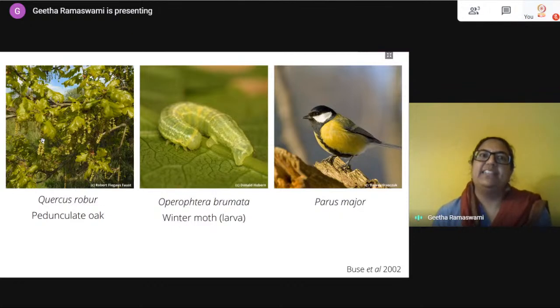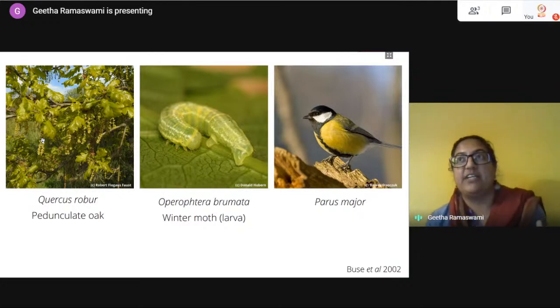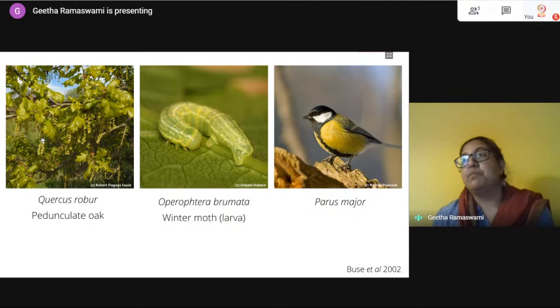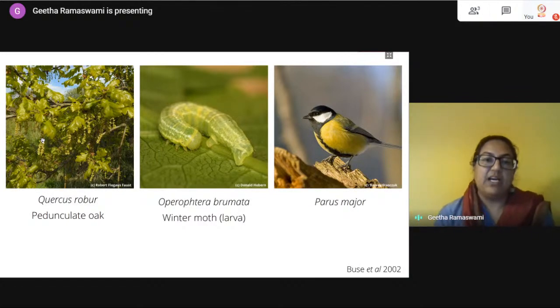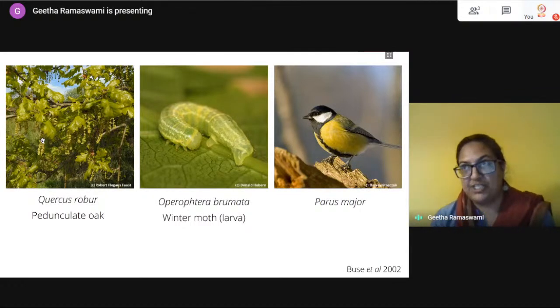Now, what is happening with climate change is that the spring season or the growing season is setting in earlier, much earlier, say 10 to 15 days earlier than it was historically known. So what consequences does it have for this food chain now? We know that as the pedunculate oak has started putting out its vegetative buds earlier, so have the winter moth larvae started emerging earlier. So the phenology of the pedunculate oak and the winter moth has sort of synchronized in response to climate change.